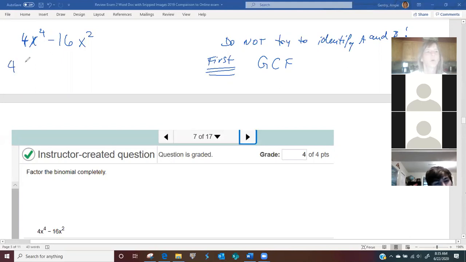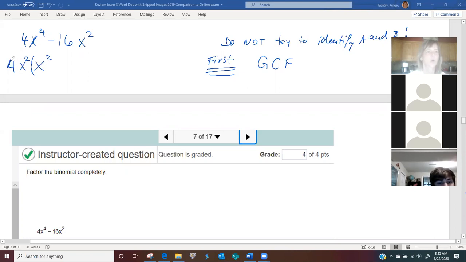4x squared, I think. You know, it's true, right? They both have a 4. That's the biggest number they both have. And then the x squared is the biggest variable they all have. So then you open and say 4x squared times what is 4x to the 4th? X squared, right? Because this times this has to be that.